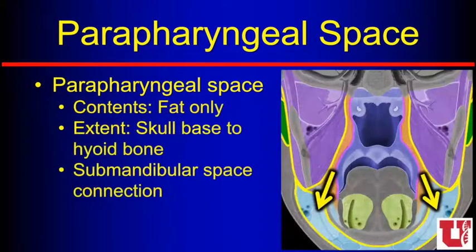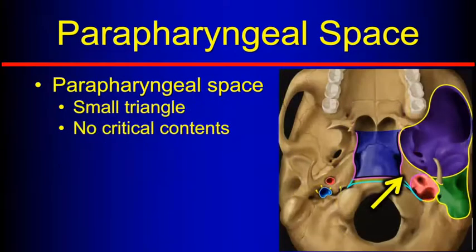Now, normally there's just fat in this location, but it's important because that parapharyngeal fat is a little attachment at the skull base and goes down and dumps into the submandibular space. And we know that the submandibular and sublingual spaces kind of connect in the back to that parapharyngeal space behind the mandible. Up at the skull base, there's just a small connection at the central skull base for the parapharyngeal fat.